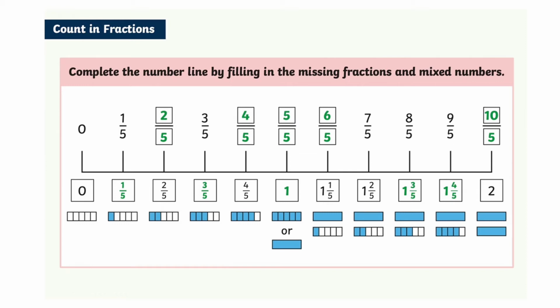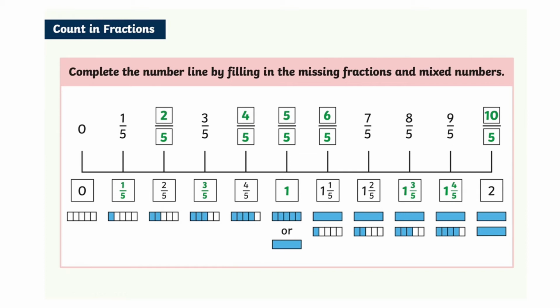Along the bottom, we have 0, 1/5, 2/5, 3/5, 4/5, and this is where it starts to change. We have 5/5, or we have 1 whole bar. Think of it as 1 whole bar of chocolate. Now, then we've got 1 and 1/5, 1 and 2/5. Then we have a look at the next one. How many whole bars of chocolate have you got? 1. And how many fifths have you got? 3/5. So it's 1 and 3/5.